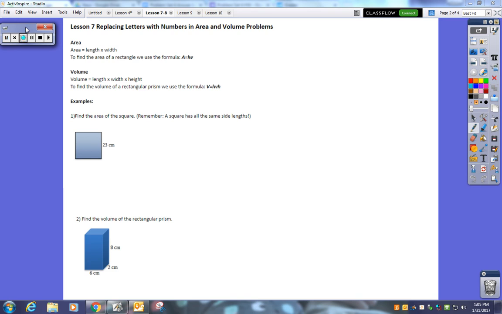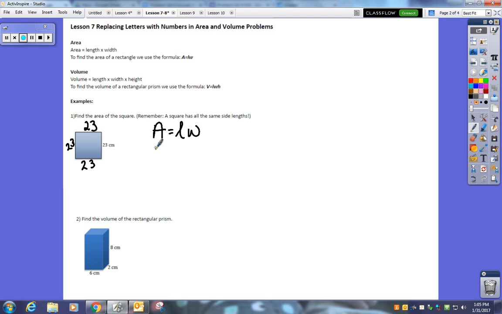So for example, number 1 is asking us to find the area of a square. It reminds us that a square has all the same side lengths. So it's showing us that this square has a side length of 23, which means all sides would be 23. To find the area of the square, which is a rectangle, we would do area equals length times width. We would go through and rewrite the formula with the variables that we know.